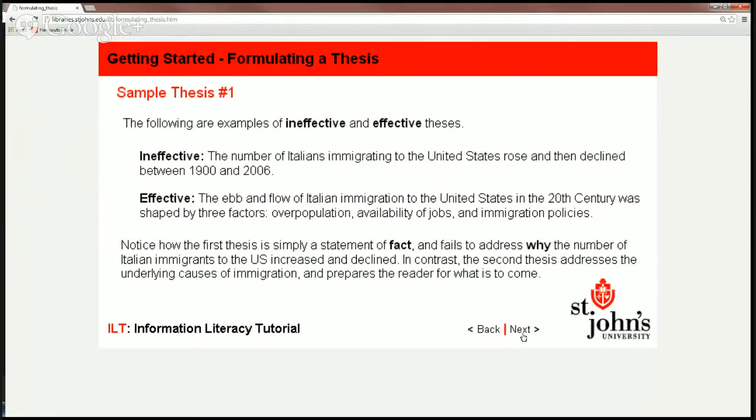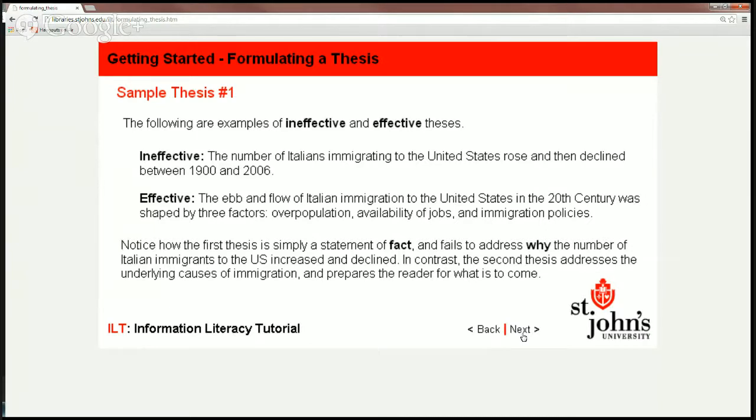Okay, ineffective. The number of Italians immigrating to the United States rose and then declined between 1900 and 2006. So there's a very clear example of just a statement of fact. Okay, that might be a bit of evidence you use in your paper, but it's not a thesis statement. Effective, the ebb and flow of Italian immigration to the United States in the 20th century was shaped by three factors: overpopulation, availability of jobs, and immigration policies. So now I actually have an answer to my question. Why has the immigration increased? Well, for three factors: overpopulation, availability of jobs, and immigration policies.